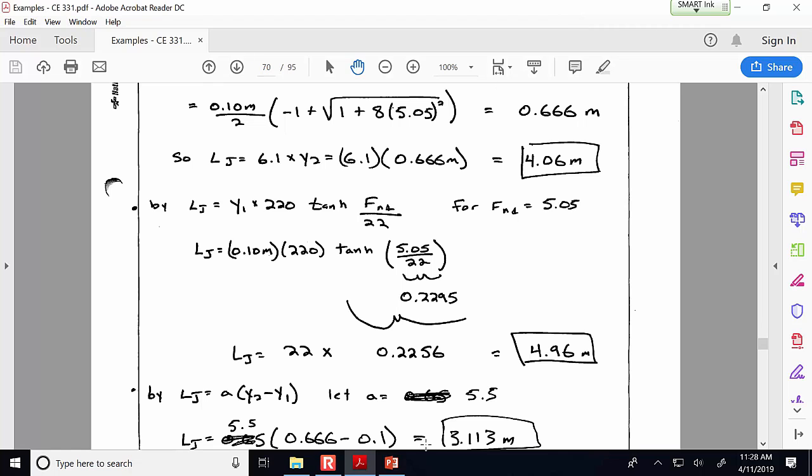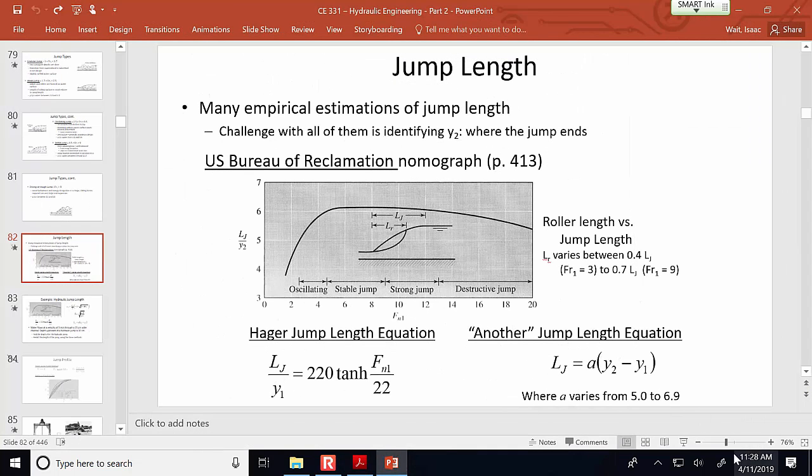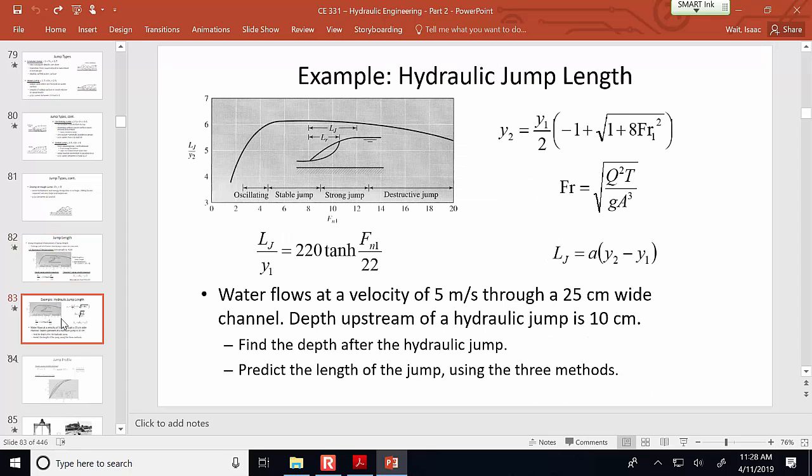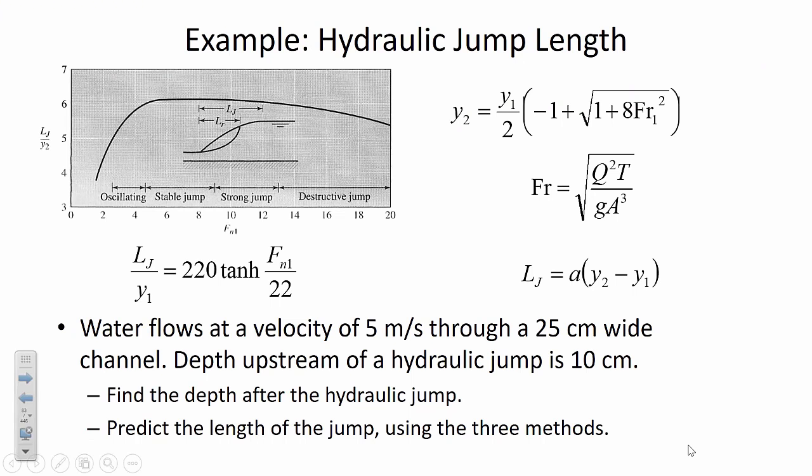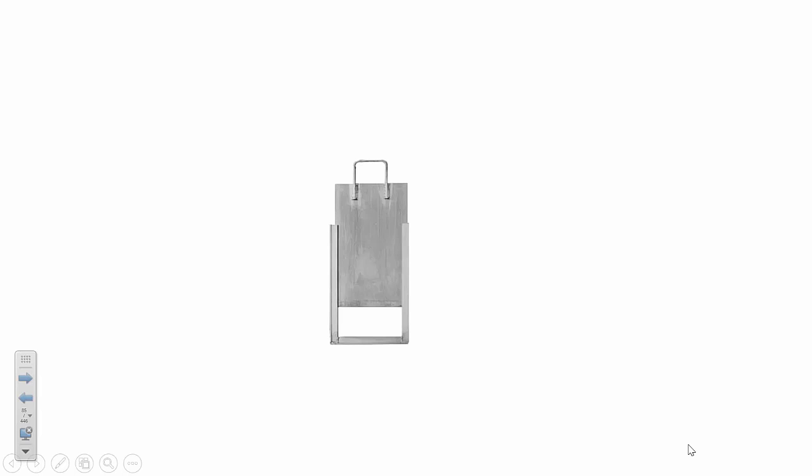All right. Are there any questions on the jump length example? All right, we're going to skip over the slide that's in your notes having to do with jump profile. That's just an empirical method of describing the curvature of the hydraulic jump. Instead, let's just go straight to talking about gates.